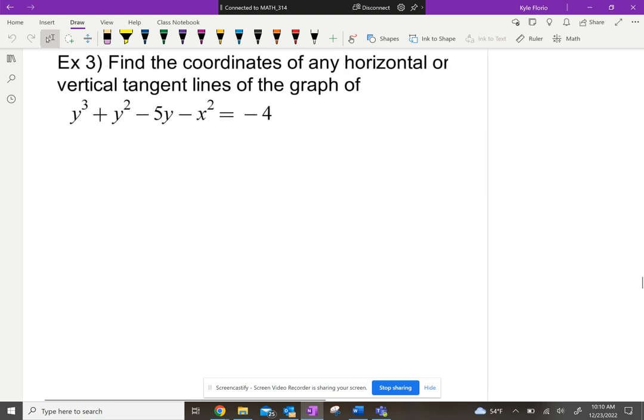So now it's live. All right. So copy out this example if you're at home. This is the only example we're going to do today. It's find the coordinates of the horizontal and vertical tangent lines.